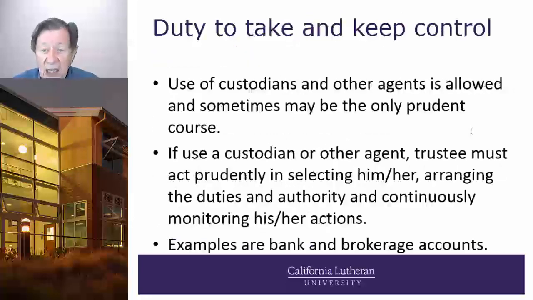Duty to take and keep control. Use of custodians and other agents is allowed and sometimes may be the only prudent course. For example, if you have real estate that you're managing under the trust that's found in 4 different states, quite honestly, we cannot expect the trustee to manage all 4 sites. So they have to get rental property managers. That's obviously the thing to do. If we use a custodian or other agent, the trustee must act prudently selecting him or her, arranging the duties and authority, and continuously monitoring. Well, first of all, that means you don't pick your brother-in-law to do it.